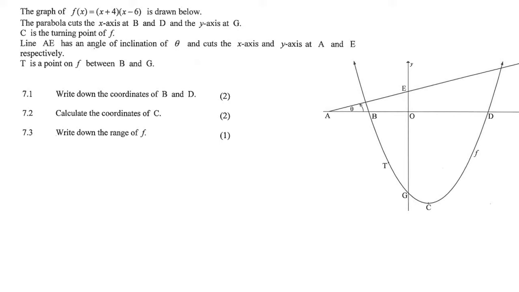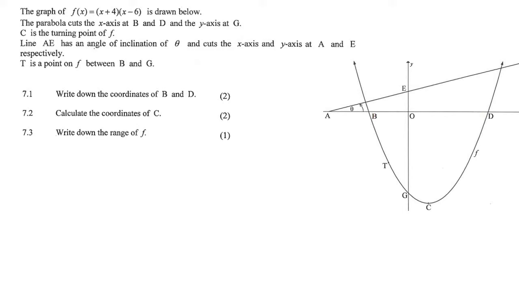So we are told that we have this graph, f of x, okay, so that would be the parabola, and the parabola cuts the x-axis at B and D, C is the turning point, line E has an angle of inclination. Okay, so everything that they're telling us here is already shown on the diagram. So for the first question, write down the coordinates of B and D. So B and D are just your x-intercepts, right?